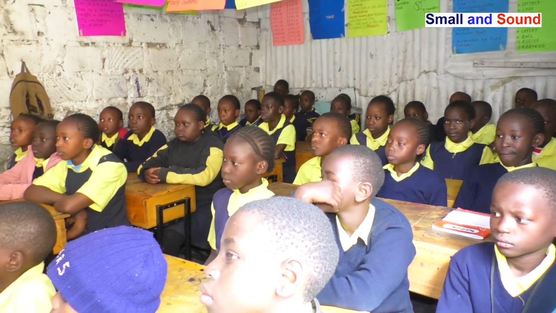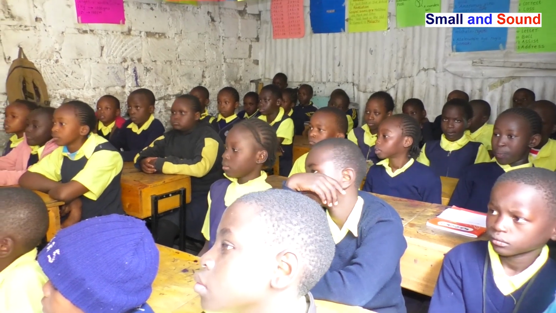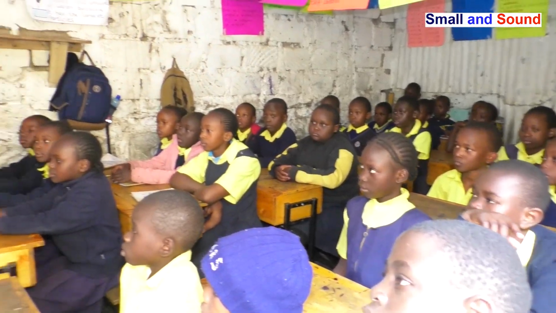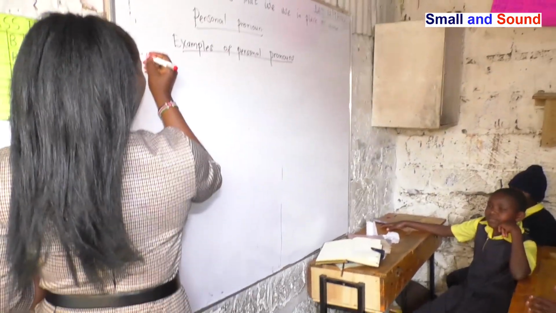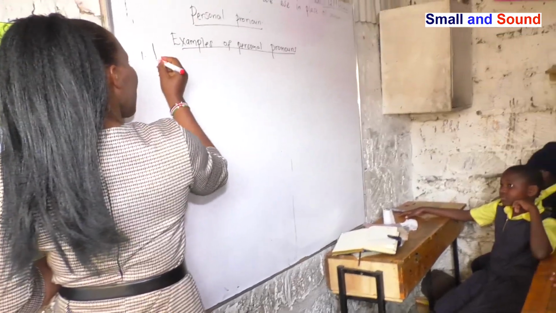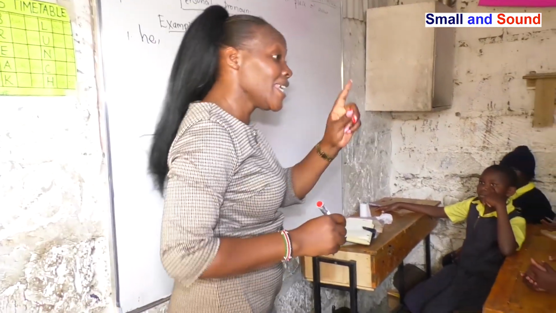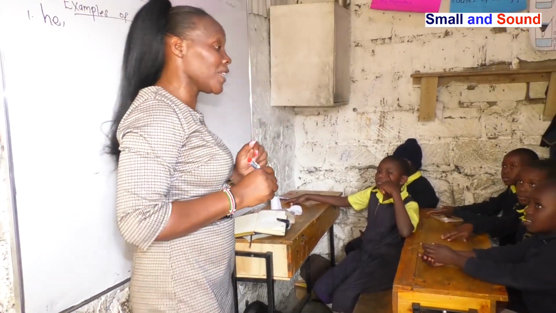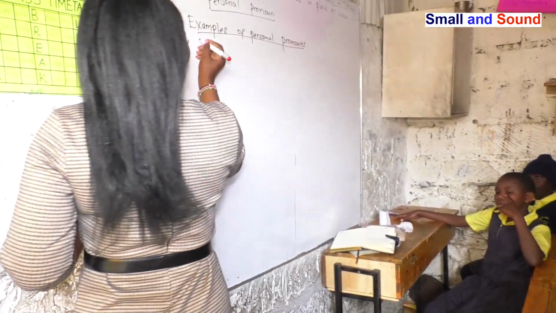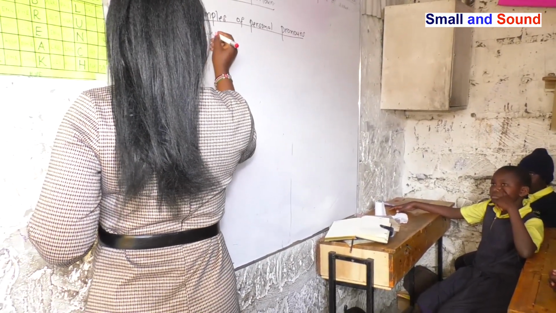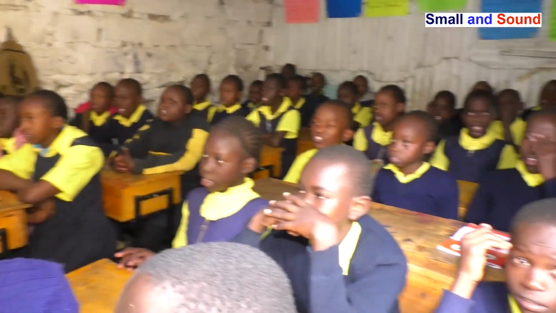A personal pronoun is a word that is used in place of a person or a thing. Number one, we have he. Can everybody say he? He. So he is a personal pronoun. He is a what? Personal pronoun. We have another word. We have she. Everybody say she. She.